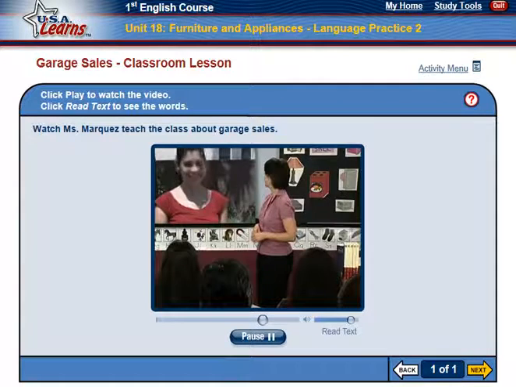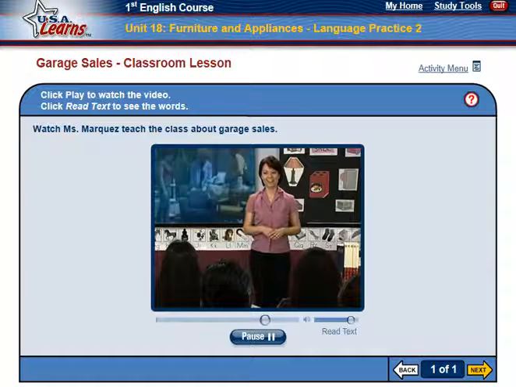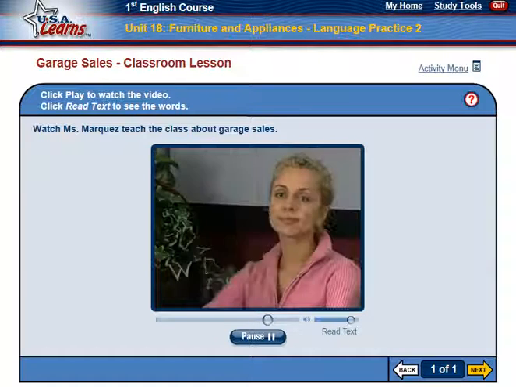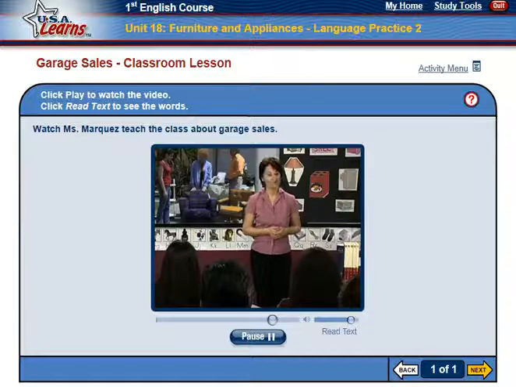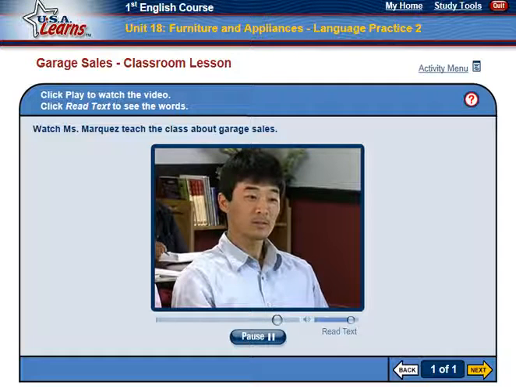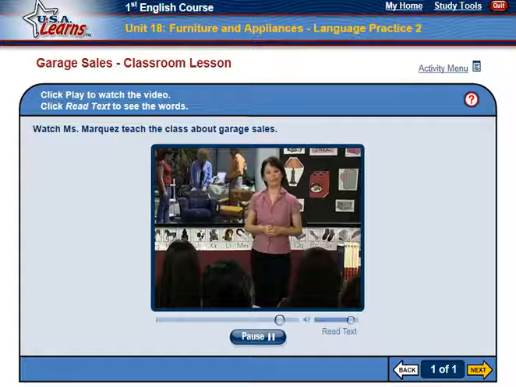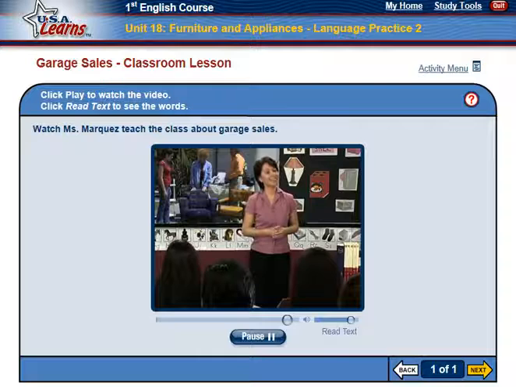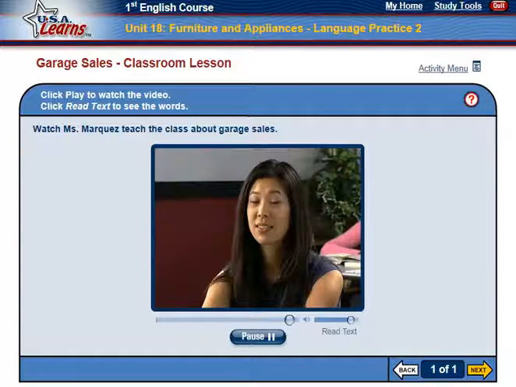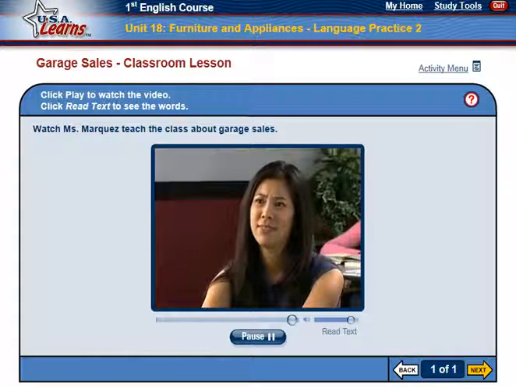Class, how much are the two chairs? Lana. The chairs are $50. Shinjun, is that a reasonable price? Yes, it is. Carmen, how is the blue chair? It's in excellent condition. And Lynn, how is the orange chair? It's in bad condition. Good work, everyone.